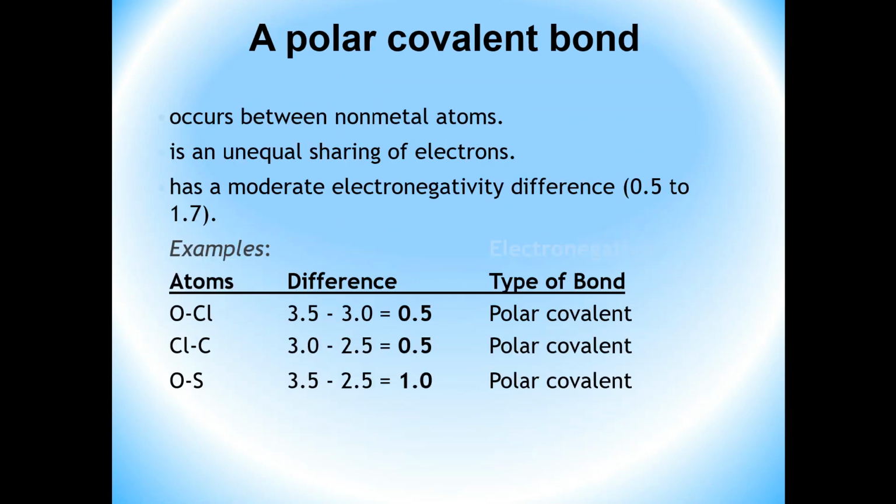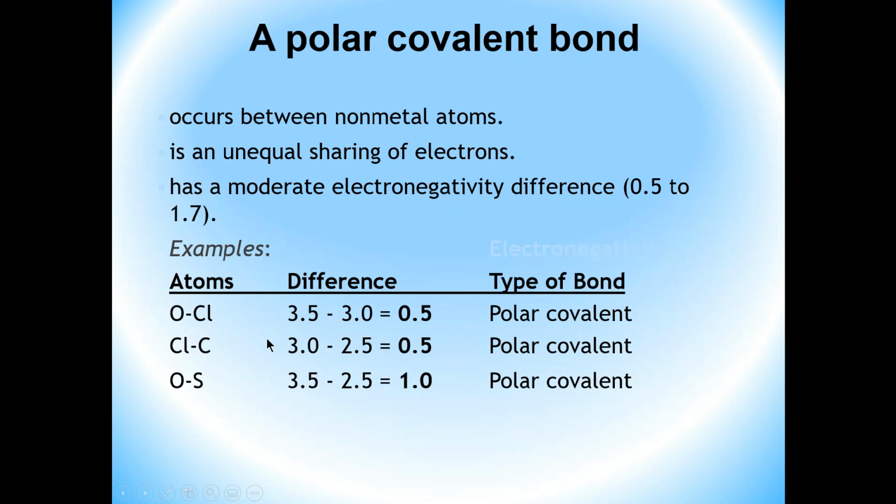Then we get to the polar covalent bond. Now, again, this tends to occur between nonmetallic atoms, and the difference between that and, of course, the nonpolar covalent bonds is that the polar covalent bonds have unequal sharing of electrons. And the difference in electronegativity would range from 0.5 to 1.7. So these are the examples shown here. If you take the oxygen to chlorine bond, the difference is 0.5 in terms of the electronegativity values. So therefore, that belongs to the polar covalent category.